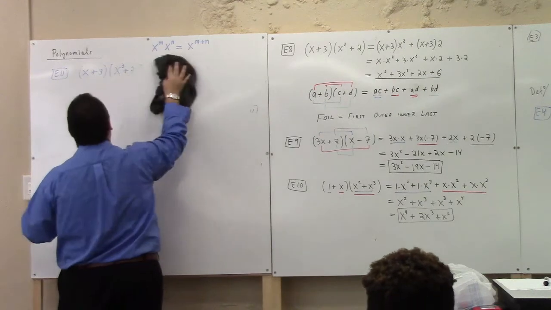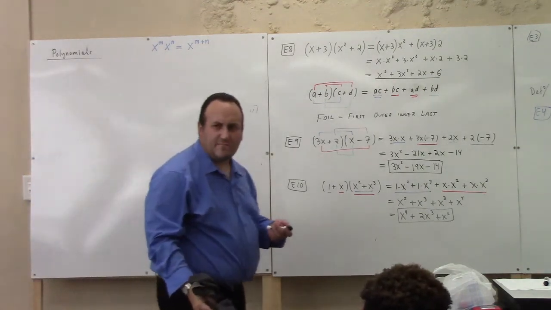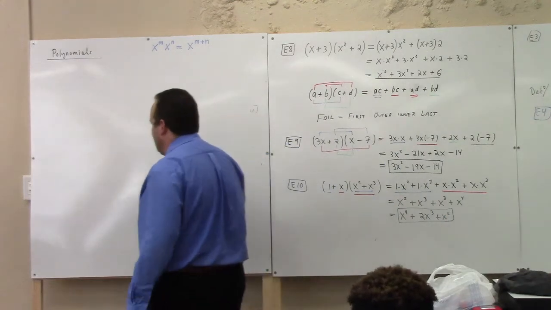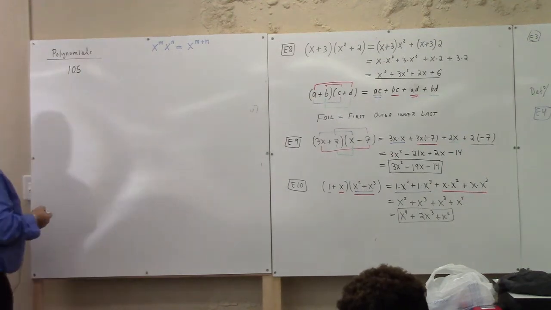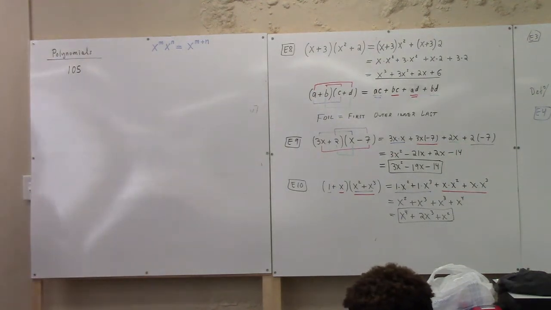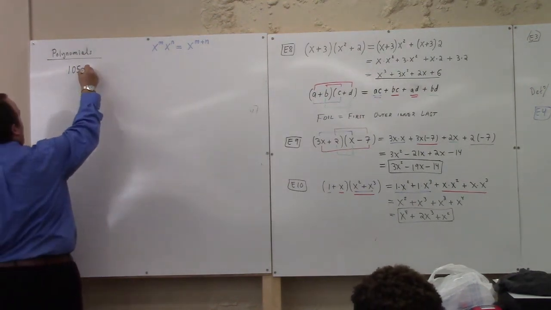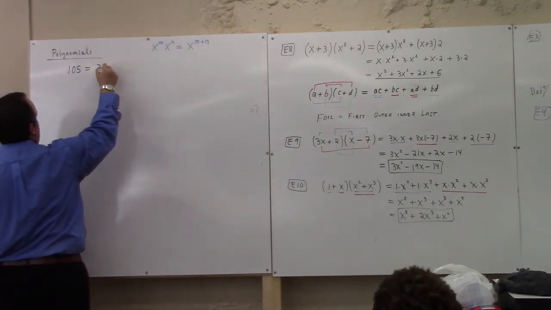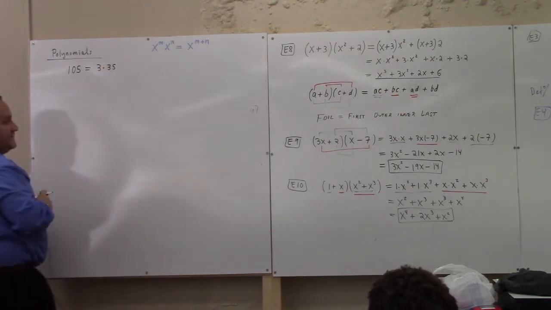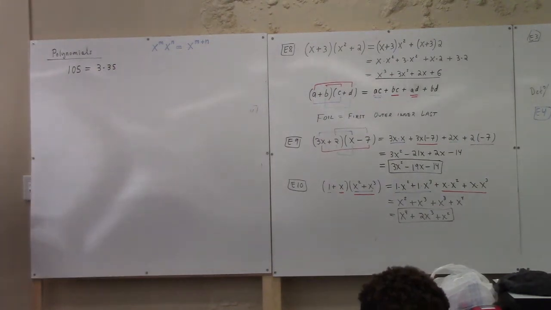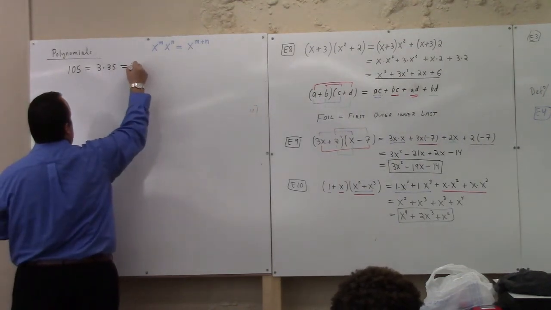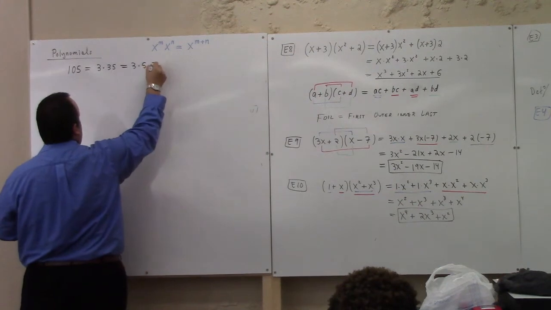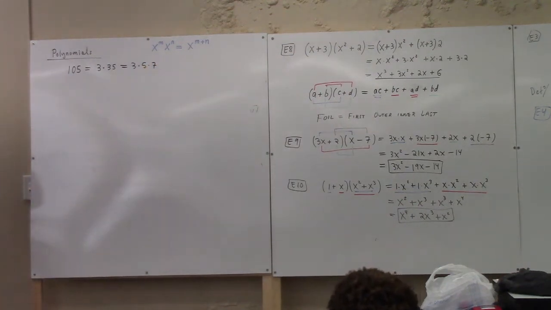Let me show you what I mean by that. Just think about numbers, right? So if I tell you, 105, find the prime factorization of 105. What is 105 equal to? It's 3 times 35, right? What's 35? 5 times 7. So it gives 3 times 5 times 7. So that's the prime factorization of 105.